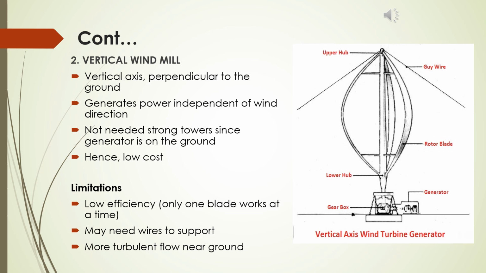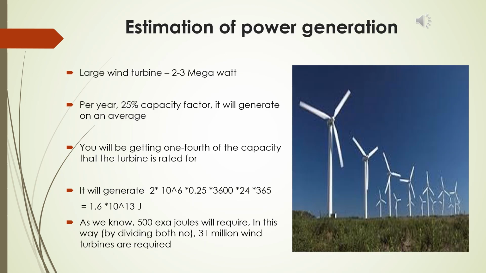For the large scale of production, or producing the electricity at large scale, we are using horizontal axis wind turbines. And for the production of electricity or energy at a small scale, we are using vertical axis wind turbines. Now moving to the next slide, which is the estimation of power generation through the wind energy.